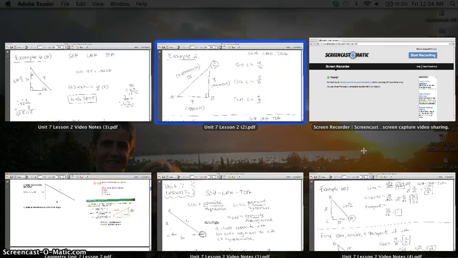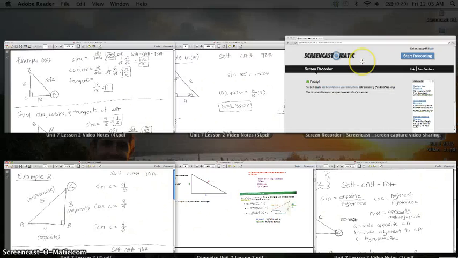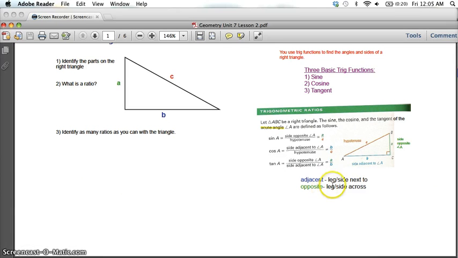Now we're going to talk a little bit about cosine. So cosine is adjacent over hypotenuse. Now what does adjacent mean? Adjacent means the leg that's next to. So if we're looking right here at angle A, the adjacent side would be side B.